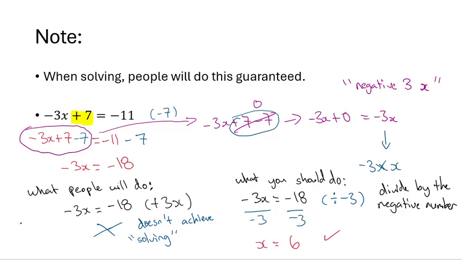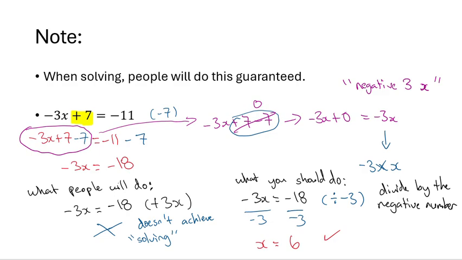What a lot of people will do is this. They will just add 3x. Now, adding 3x does nothing. It doesn't do what we want to do. Remember, what we're trying to do is solve for the variable. So why does adding 3 do anything? You're not really getting rid of the 3 by adding, right?